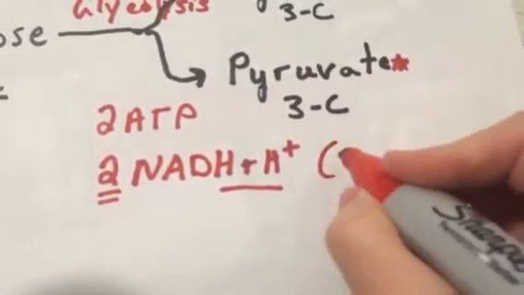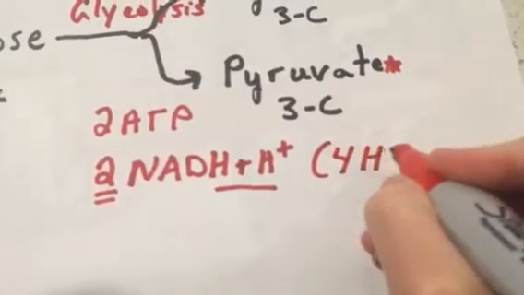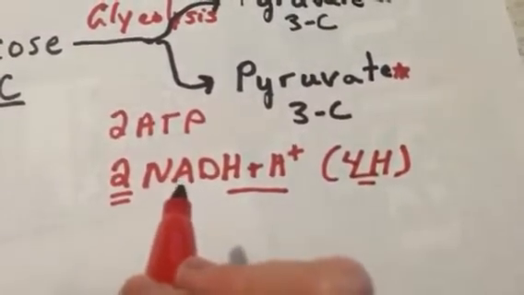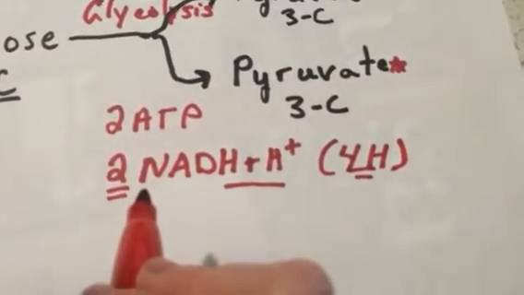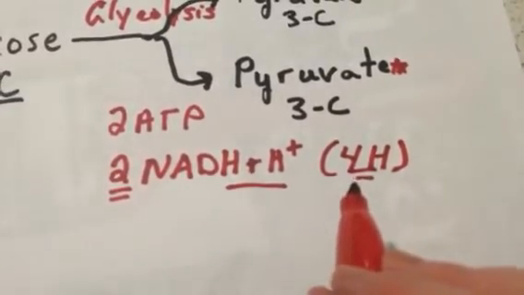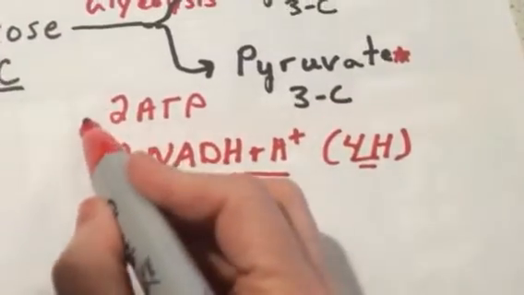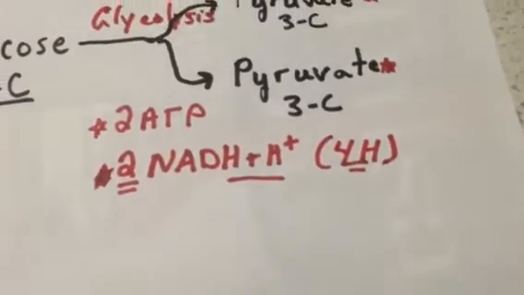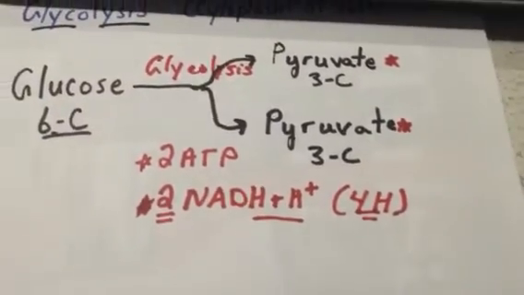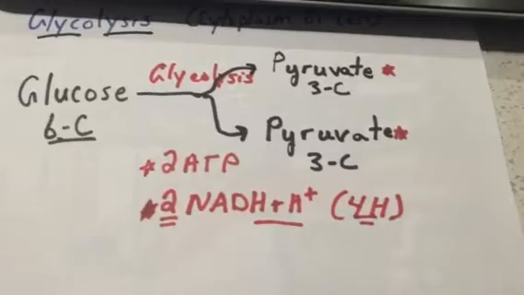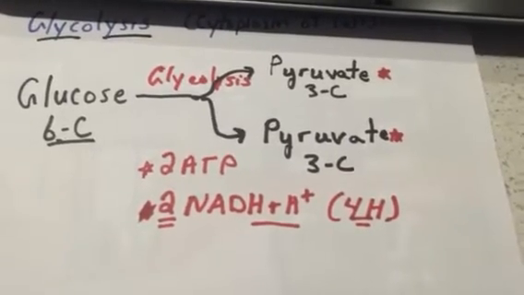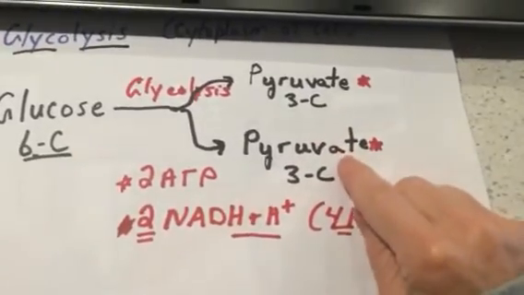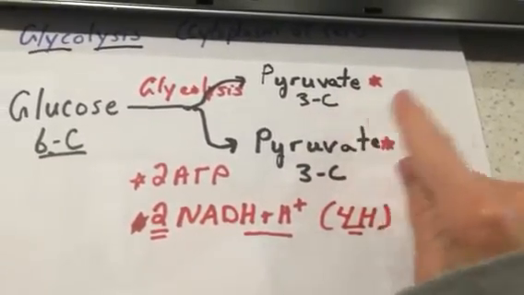That means we have harvested 4 hydrogen, right? Because NAD will accept hydrogen 2 at a time. So if we reduce 2 of them, that means we've harvested 4 hydrogen. So 2 molecules of ATP is considered a product. 2 molecules of NADH is also considered a product. So that is glycolysis in a nutshell, and that's all you really need to remember about glycolysis. As we go into the next step, what goes into the next step are these pyruvate molecules. These 2 guys are going to go into step 2.